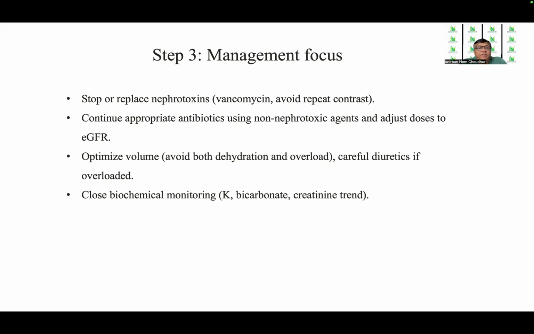Third is to look into the management focus. That is, stop or replace nephrotoxins, whether it is vancomycin, or avoid repeat contrast, continue appropriate antibiotics using non-nephrotoxic agents, and adjust their doses to the eGFR. Optimize the volume, avoiding both dehydration and overload, with careful diuretics if the patient is overloaded, because both can affect the kidneys, one by reducing the perfusion and the other by precipitating uremic symptoms. Also, close biochemical monitoring by looking into potassium, bicarbonate and the creatinine trends.